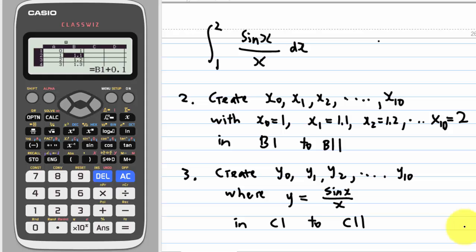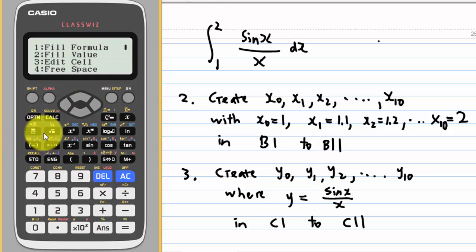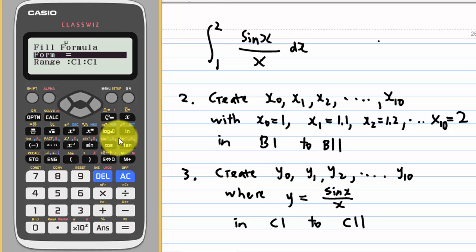Next, we are going to create y0, y1, y2, all the way to y10, where y equals sin x over x, in cells C1 to C11. So let's go to cell C1, enter the formula by using the option fill 1. The formula will be a fraction, sine of B1.